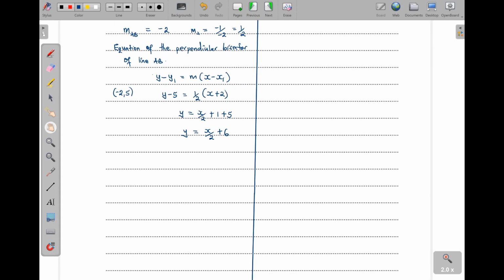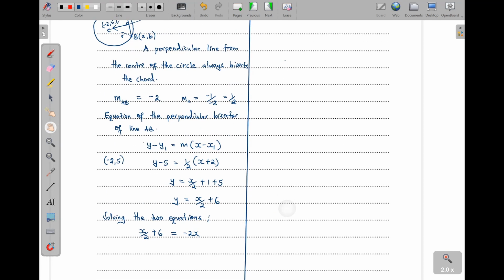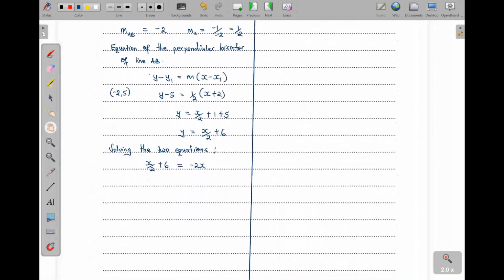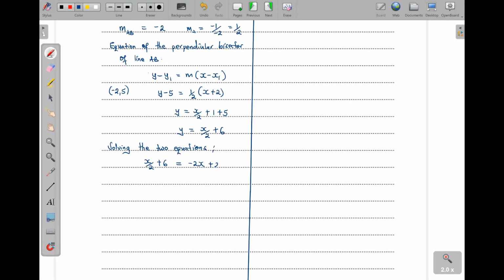Now, we are solving these two equations simultaneously. We shall have x over 2 plus 6 is equal to minus 2x, because the other equation of the line AB is y equals minus 2x plus 26. Then we can multiply all through by 2 to eliminate the denominator. This will be x, then plus 12. Then this way we shall have negative 4x, then plus 52.